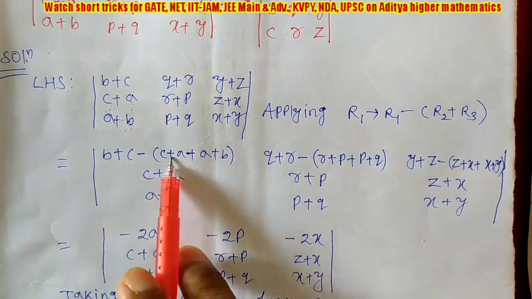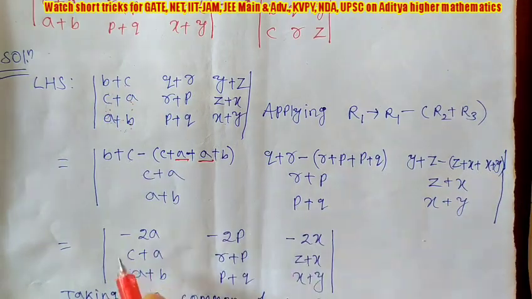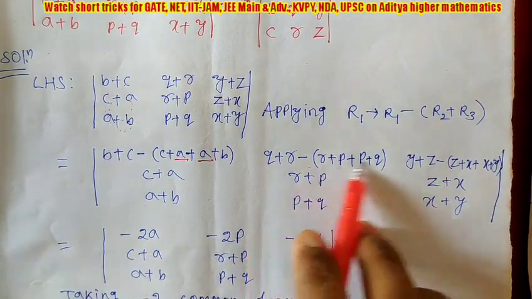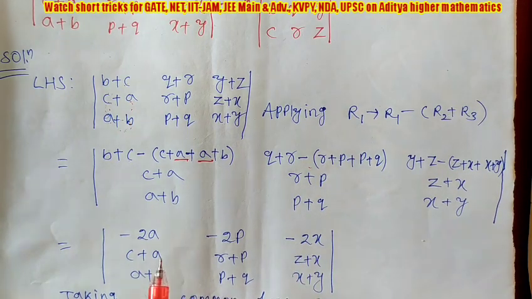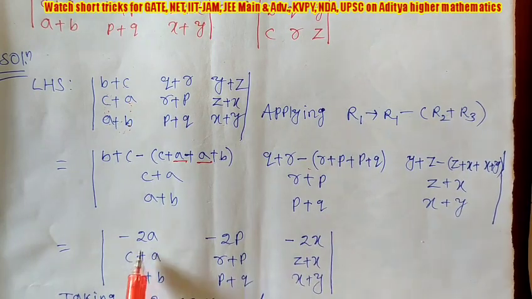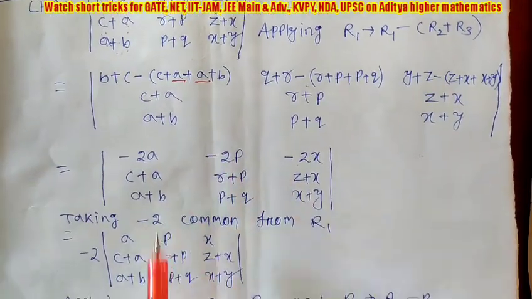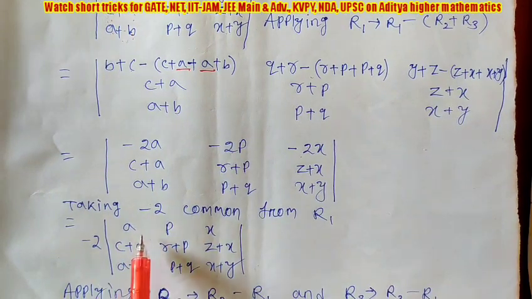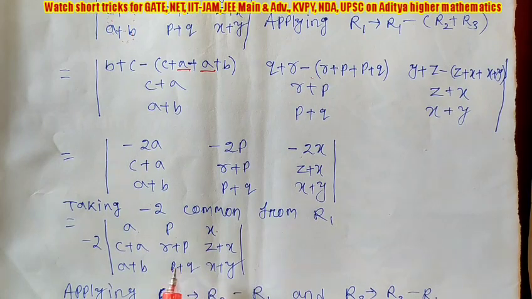Here you can see B plus B cancel. So you are getting A, but the sign is minus, so minus 2A. Similarly, here you are getting minus 2P, and in the third element it is minus 2X. Now you can see minus 2 is common from the first row. So I am taking minus 2 common. After taking it common you are getting A, P, X, and the remaining 2 rows are the same. I am not doing anything.